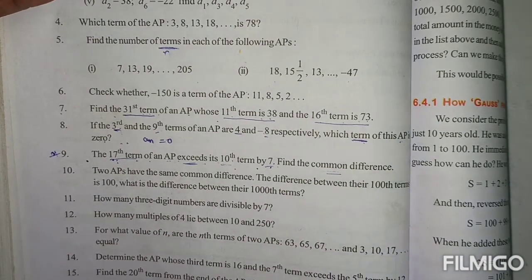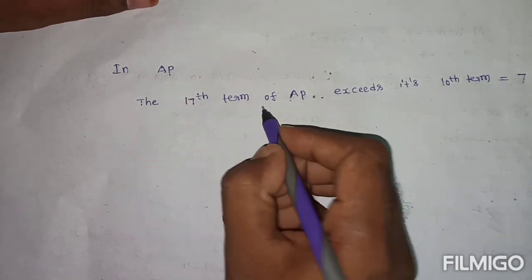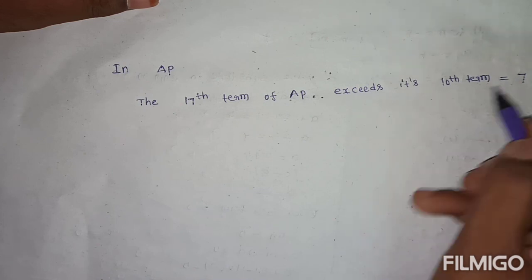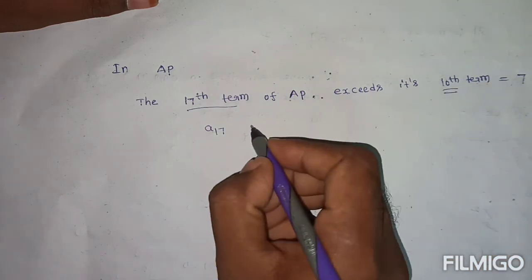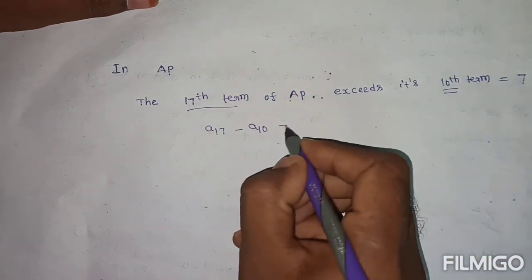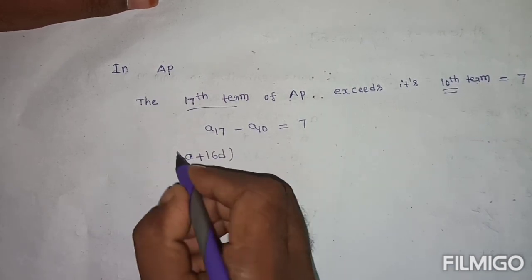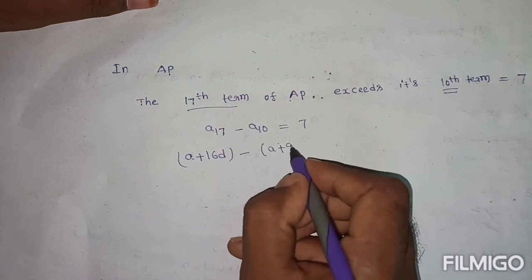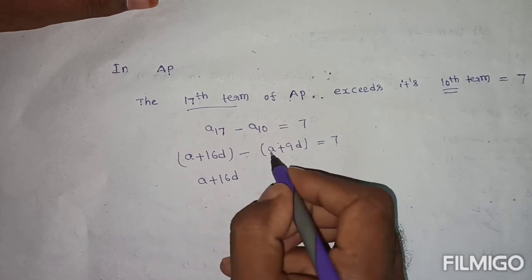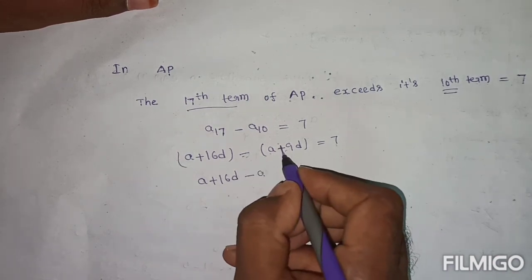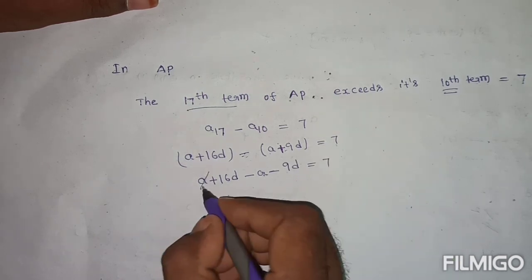Okay, write down the question. In an AP, the 17th term exceeds the 10th term by 7. So 17th term means a17, 10th term means a10, and the difference is 7. How to write the 17th term? A plus 16d, minus the 10th term, a plus 9d, is equal to 7. A plus 16d minus a, minus into plus gives minus 9d, is equal to 7. Plus a minus a cancel.